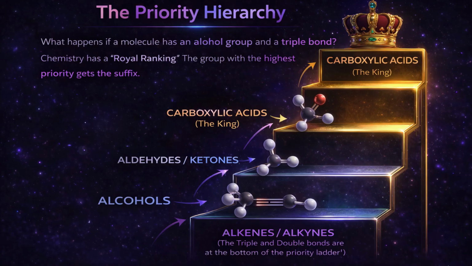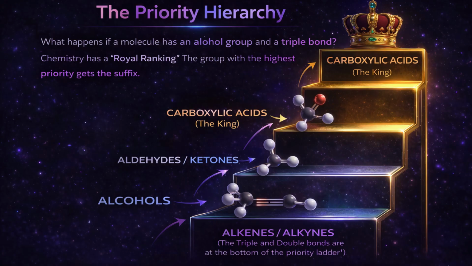Let's see this in action. What if a molecule has an alcohol group and a triple bond? Because the alcohol is higher on the ladder, the molecule is named as an alkynol. This changes how we number the chain, too. We ignore the triple bond for a moment and start numbering from the end closest to the alcohol, because its higher priority gives it the right to the lowest possible number.